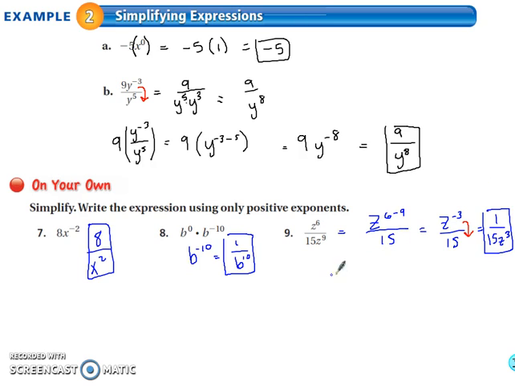Another way you can do this one, if I have z to the 6th over 15z to the 9th, I can move that z to the denominator by making that exponent negative. And now I can simply add those exponents together. 9 plus negative 6 is going to leave me with an exponent of 3. So again, either way you choose to go about this, you should end up with 1 over 15z to the third.